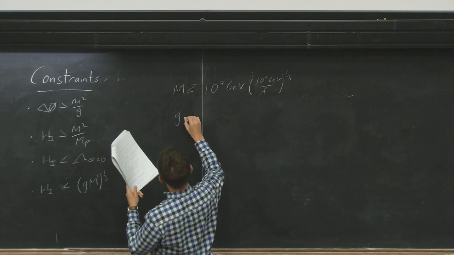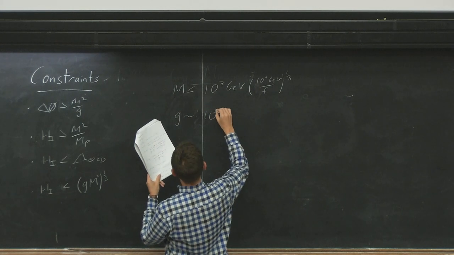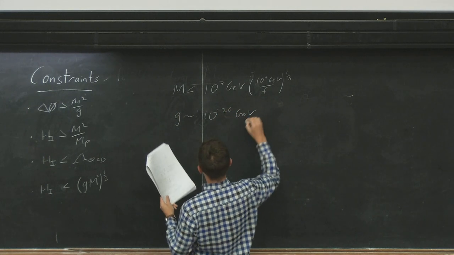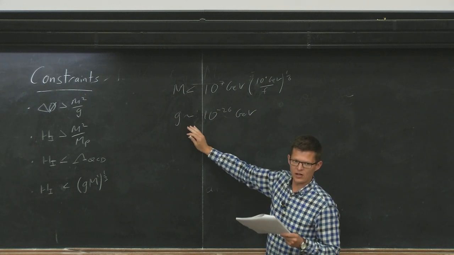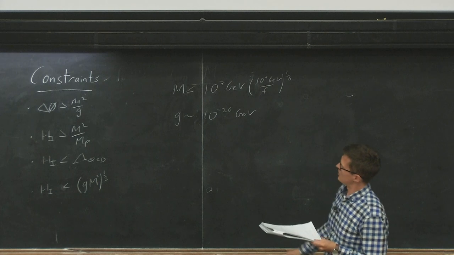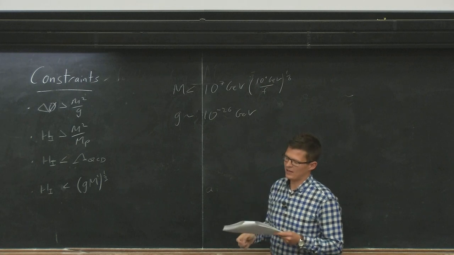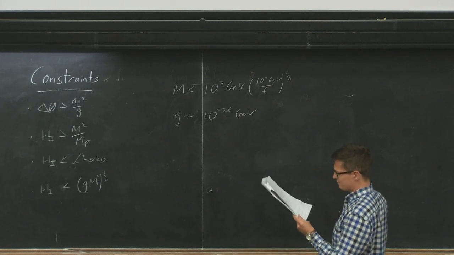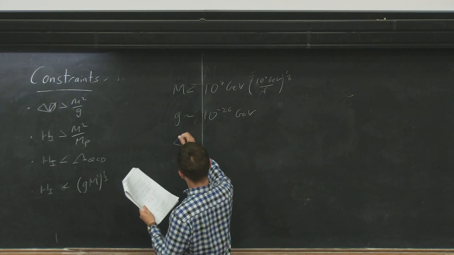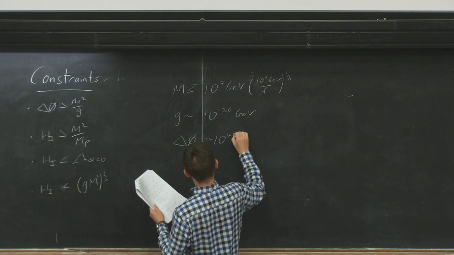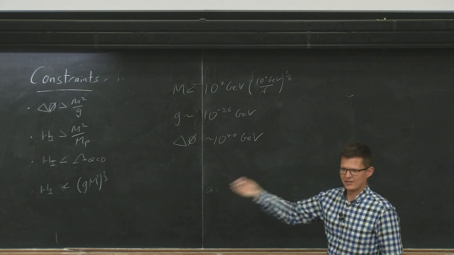G has to be something in dimensions of GeV, something like 10 to the minus, I think it was 26 GeV. So this isn't just a small number, this is an extremely small number. If the cutoff is 10 to the 7 GeV, then if you write this as a dimensionless number, the epsilon, it would be something like 10 to the minus 33. The field range that you traverse is of order delta phi of order 10 to the 40 GeV, which isn't just super Planckian, it's super duper Planckian.